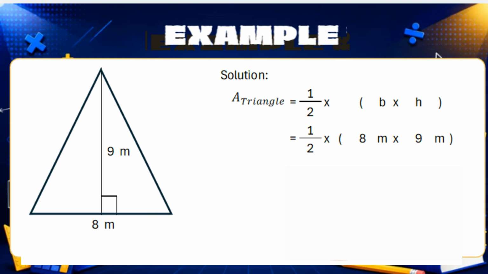First, multiply 8 by 9. 8 times 9 is 72. Now, take 1/2 of 72. 72 divided by 2 is 36. Therefore, the area of the triangle is 36 square meters.